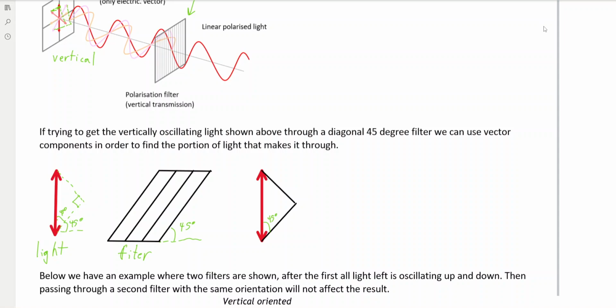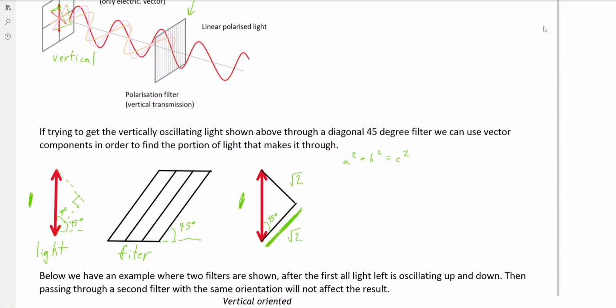So if we're looking for the component that makes it through, it's only this component down here that makes it through. So if this has an amplitude of 1, I'm just going to make something up, then this has an amplitude of 1. So if we're solving for this other side, since it's a 45, you can use your special triangle rules from Math 20-1. And this is special triangle 1, 1, root 2. You can also remember this or figure this out using Pythagoras, like this.